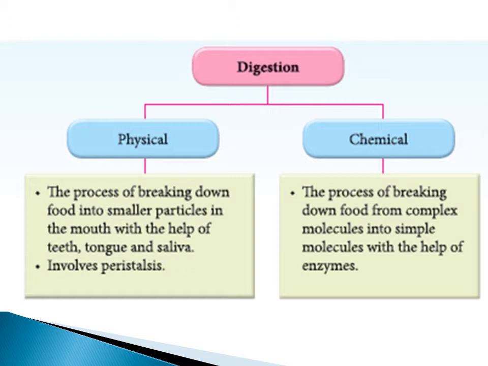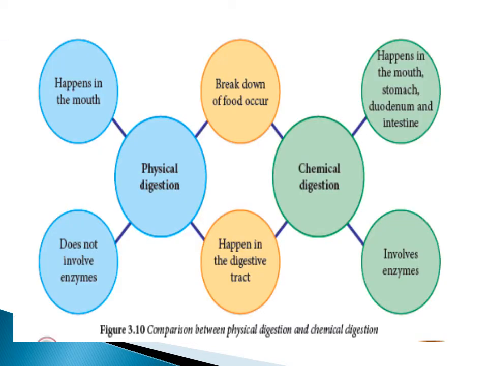The second digestion process is the chemical process, which involves mainly enzymes and other chemicals like gastric juice. It is the process of breaking down food from complex molecules into simpler molecules with the help of enzymes. So we can compare the difference between physical digestion and chemical digestion. Physical digestion happens in the mouth and does not involve enzymes. Chemical digestion happens in the mouth, stomach, duodenum and intestine, and involves enzymes. But they have something in common: both of them break down food and it happens in the digestive tract.